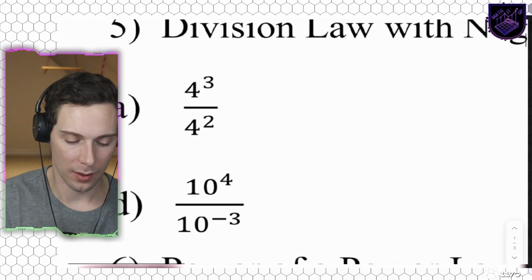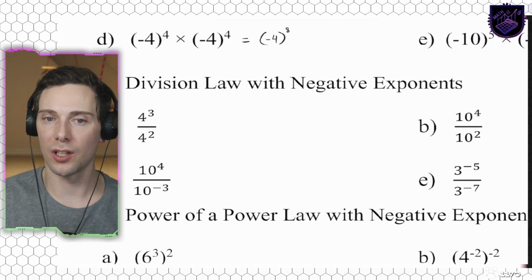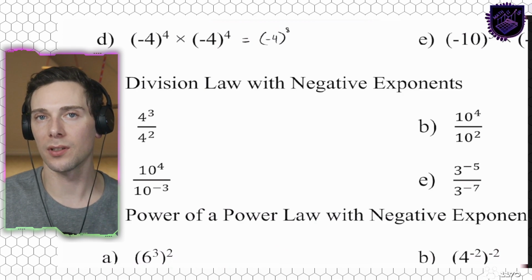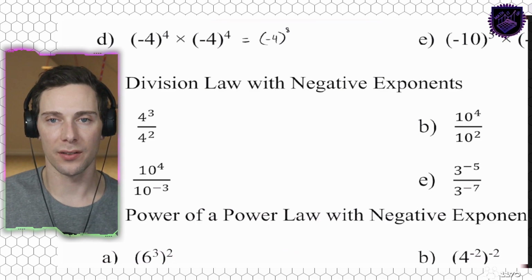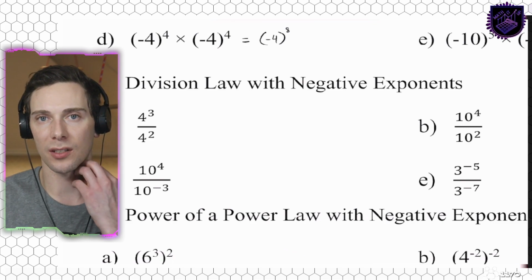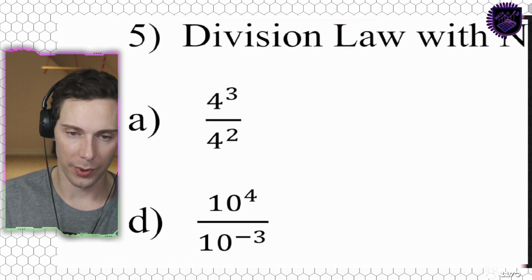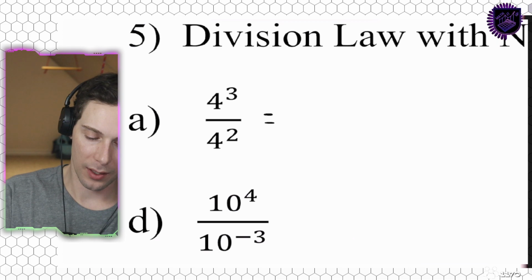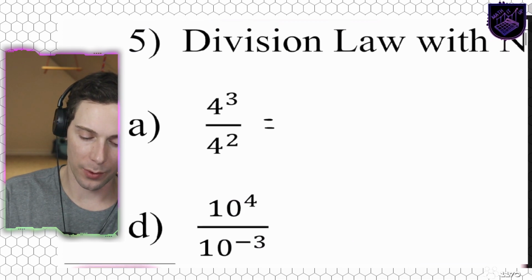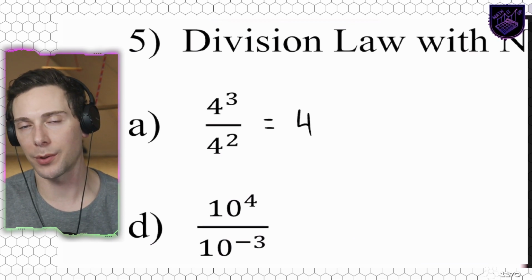Okay. Same idea, but now it's division law with negative exponents. So it's the fact that when you're dividing bases that are the same, that have exponents, you just subtract the exponents. So what we're going to do is we're going to say 4 to the 3 divided by 4 to the 2 is just going to be equal to 4 to the 1, but you don't write 4 to the 1, you just write 4.